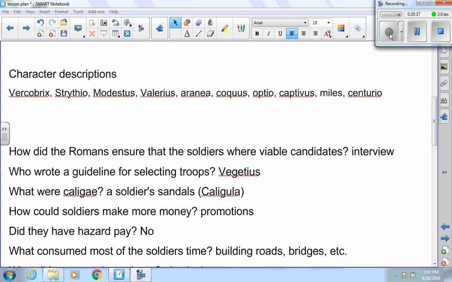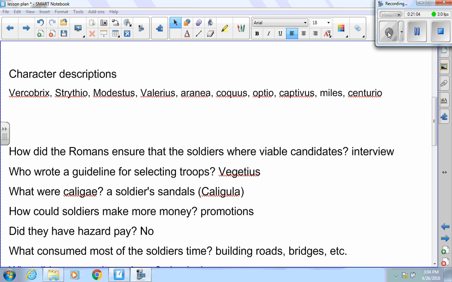They think he's a Miles just kind of hanging around the campsite. Centurio, he's head of everything. He's the one that recognizes Versabrix and orders him to be led into jail. He's also the one at the end that Modestus and Strythio are trying to avoid, so they take Saulus to the granary instead.